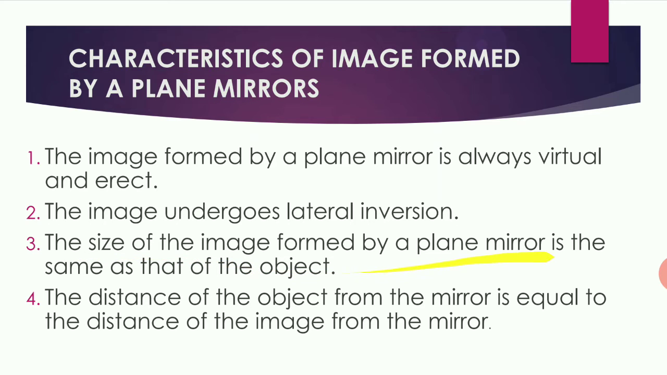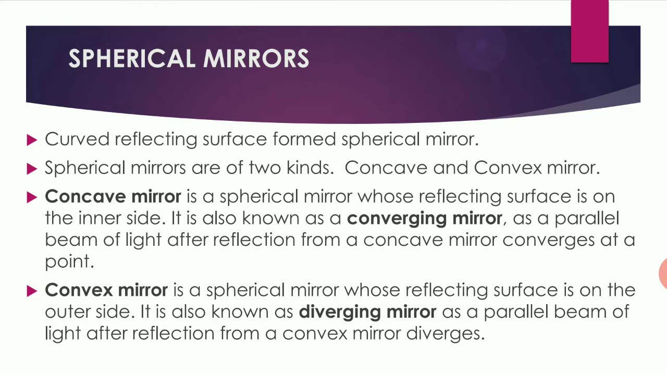The size of the image formed by the plane mirror is the same as that of the object. Whatever the object size is, the image size will also be the same. And the last one, the distance of the object from the mirror is equal to the distance of the image from the mirror. So if you are standing half a meter from the mirror, then your image is also half a meter away from the mirror. These are the characteristics of the image formed by the plane mirror. Next, spherical mirror.